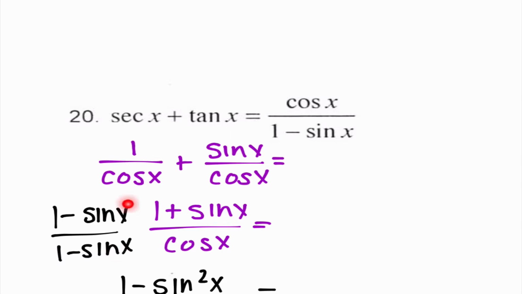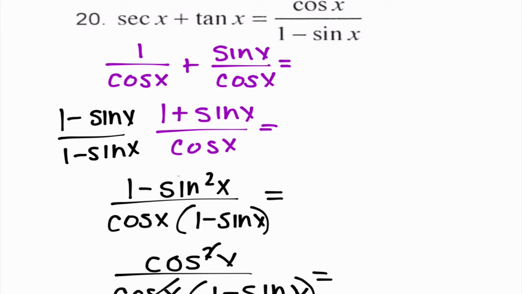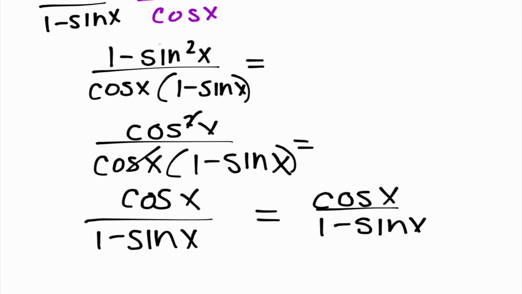And just to review, the reason why I can do this is because that's really like multiplying by 1. So when I multiply, I get 1 minus sine squared over cosine times 1 minus sine. And I left it like that because we know 1 minus sine squared is cosine squared. I can simplify these cosines, and I am just left with cosine over 1 minus sine equals cosine over 1 minus sine.